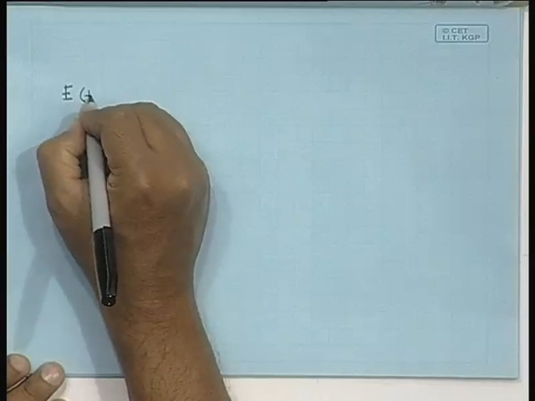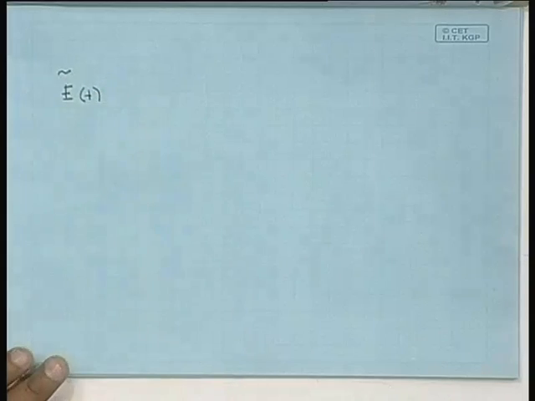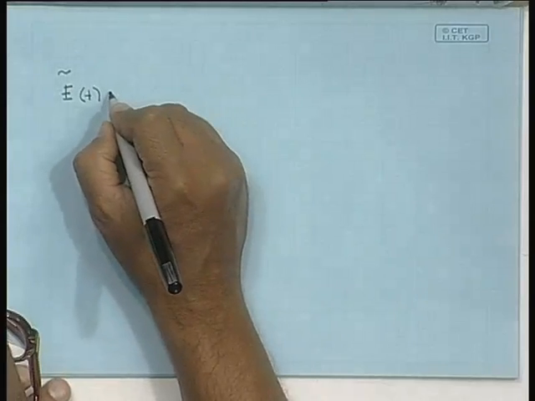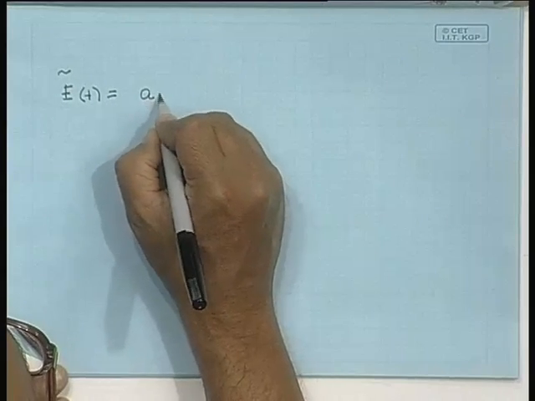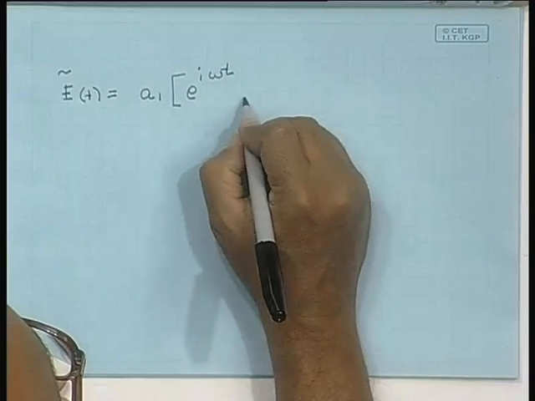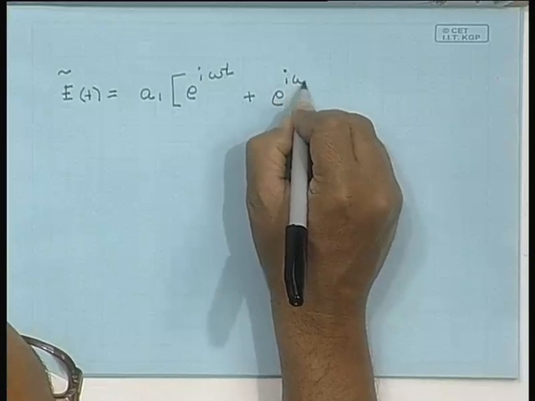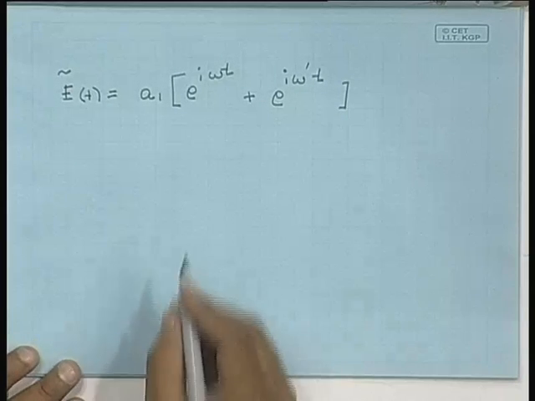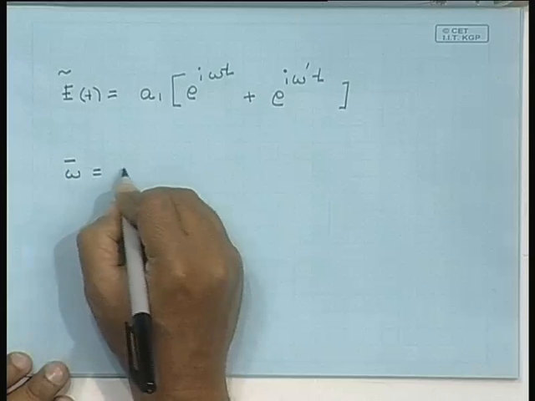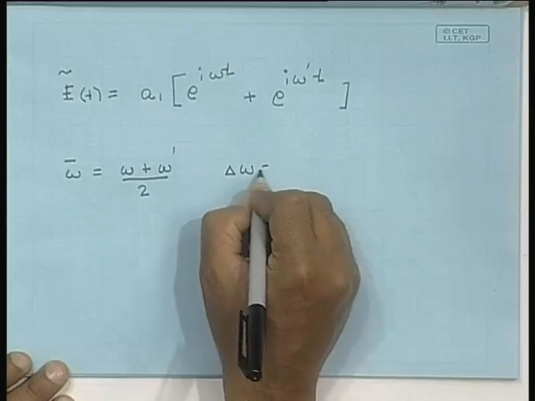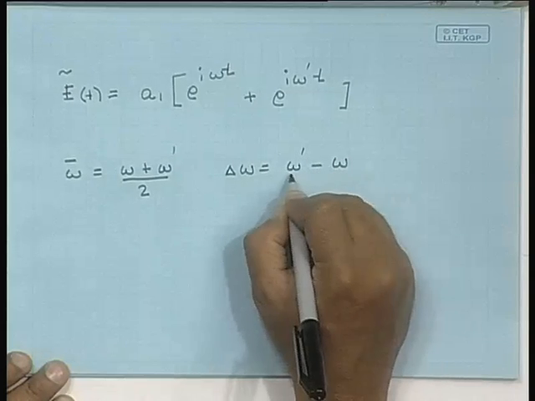We will consider a situation where E(t), and let us work in the complex notation. The wave which we are looking at a fixed point is an oscillation that is a superposition of two different frequencies. We will write it like this: A1 [e^(iωt) + e^(iω't)]. Now, we can define the mean frequency ω̄ to be (ω + ω')/2, and the difference in frequencies Δω as (ω' − ω).